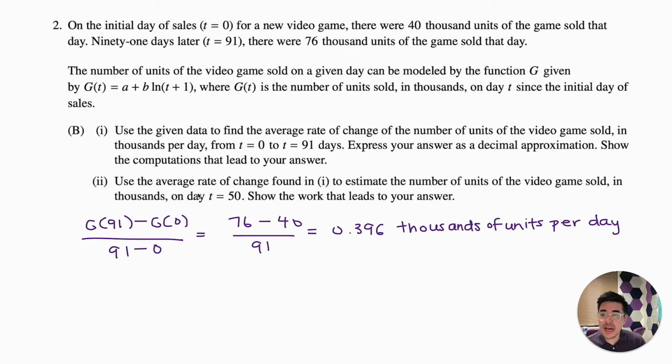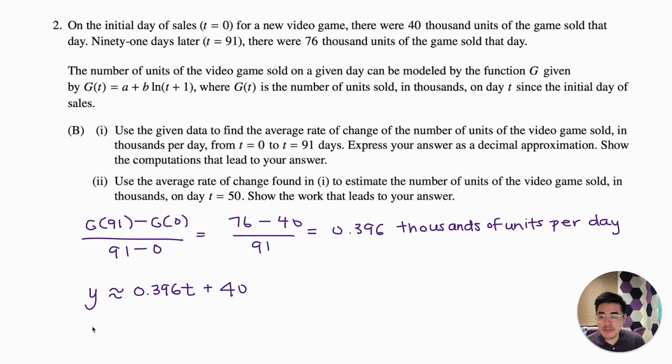Part 2 says use the average rate of change found in Part 1 to estimate the number of video game units sold on day t is equal to 50. So then they're asking us to do a linear approximation here. So then we can say y is approximately equal to 0.396. Remember, your average rate of change is just another way of saying slope, times t plus your starting point. What was our starting point? Our starting point was 40.